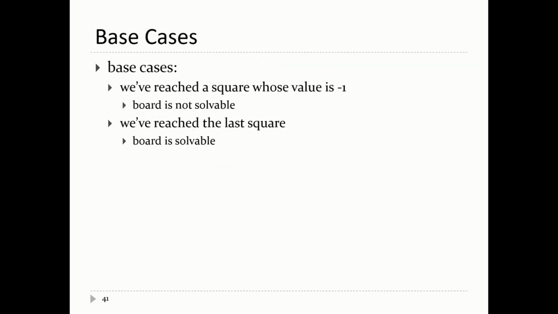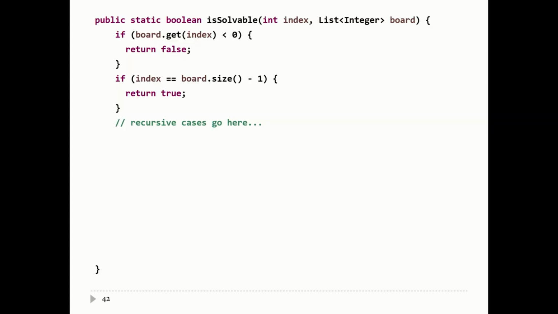So, what are your base cases? Well, if you land on a square whose value is -1, that indicates that you're in a cycle. And so the board is not solvable with that current move. So you can return false. So there's your false base case. Now what about your true base case? We know we're done if we reach the last square. And so that's your true base case. And there are your two base cases, which are easy to code.